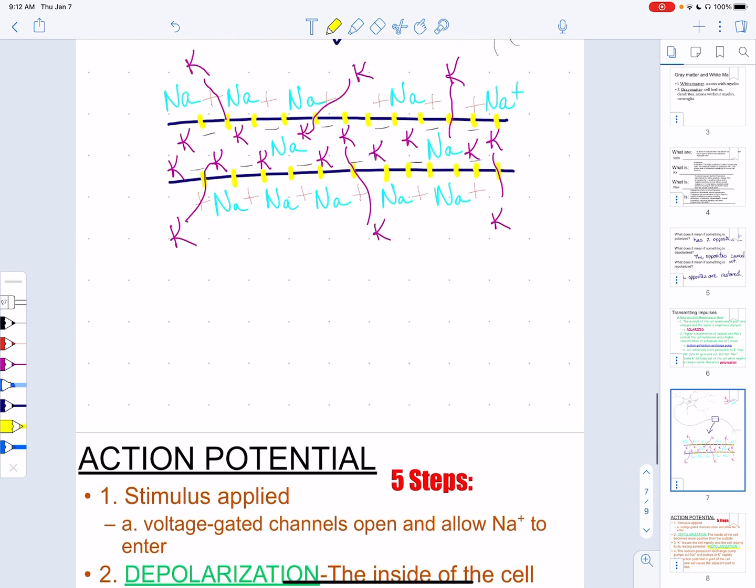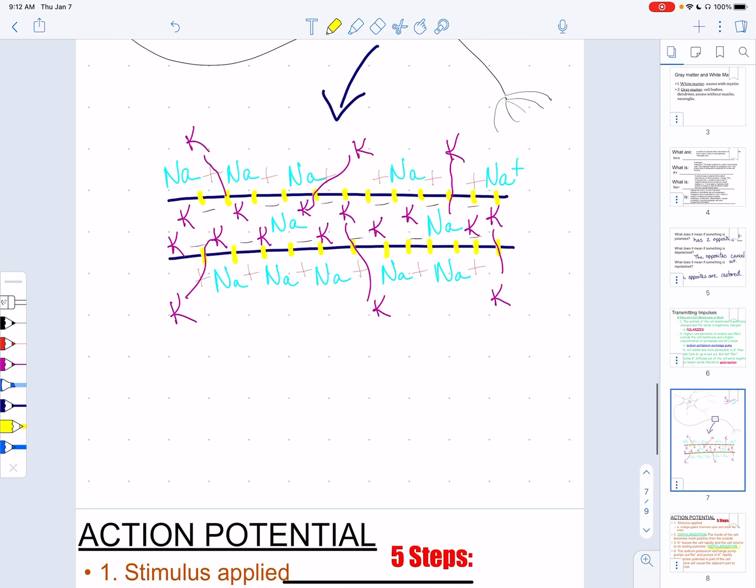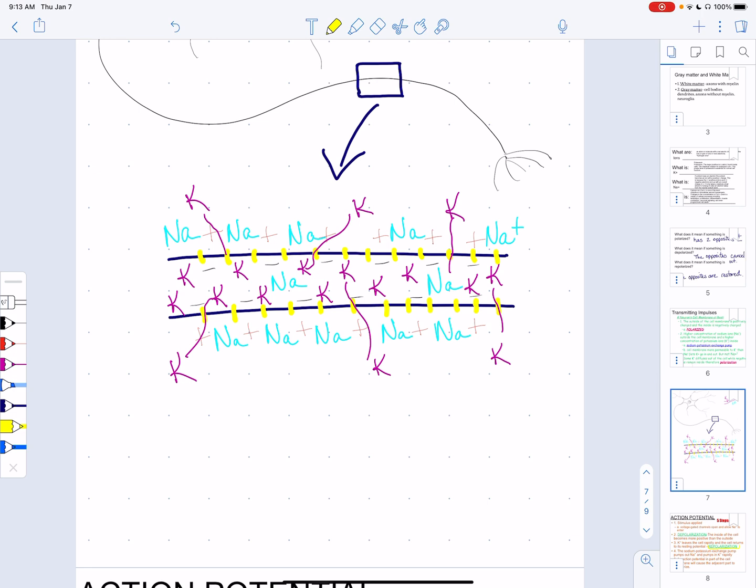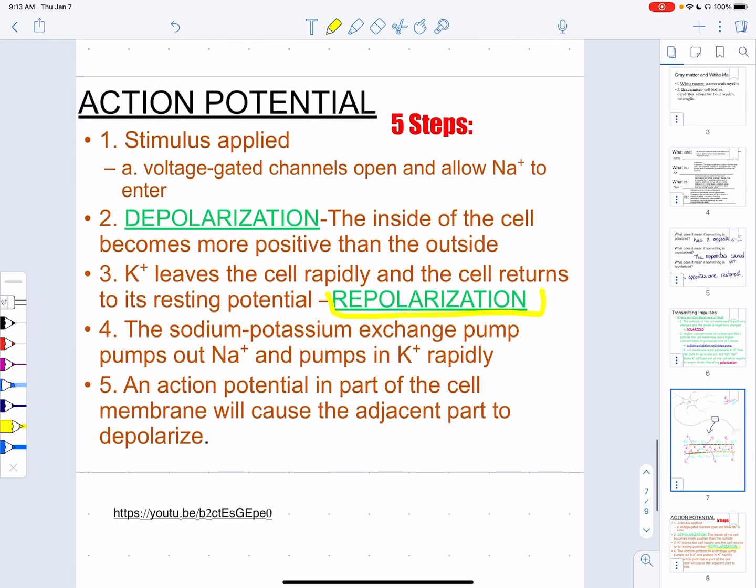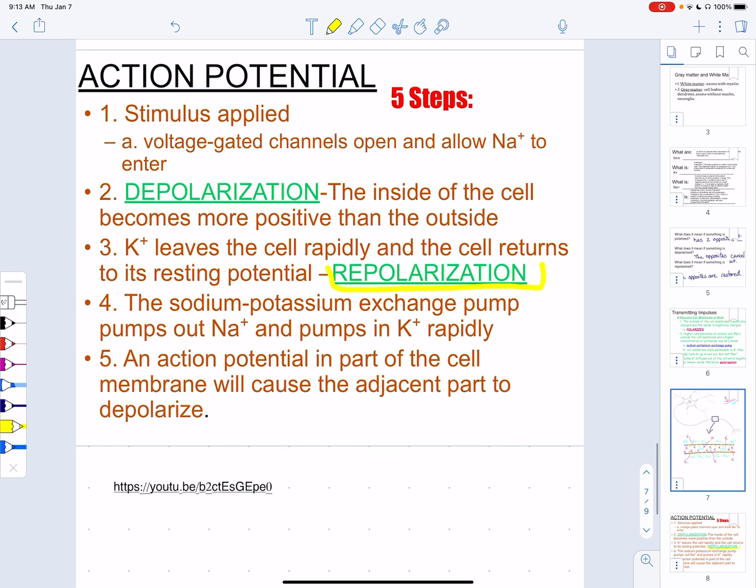Okay, so super important that we realize when this happens, we now have the sodium on the inside and the potassium on the outside. And if you remember the resting potential that you're looking at right now, the sodium is in higher concentrations outside. So we now have these chemicals in the wrong place. The last step is going to be, I'm sorry, I said the last step. We're at number 4. The sodium-potassium exchange pump is going to rapidly pump the sodium out and pump in the potassium in order to restore the axon to the resting potential.